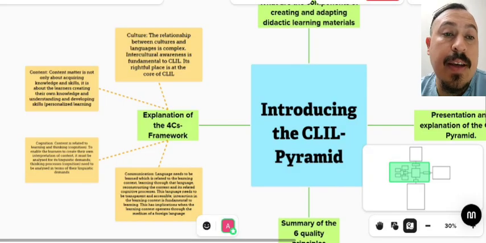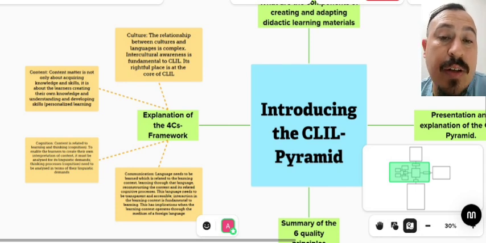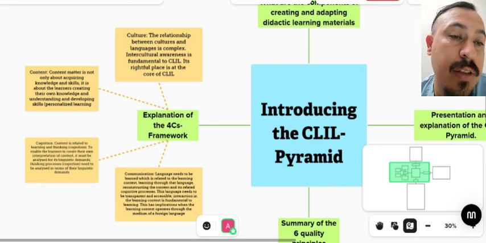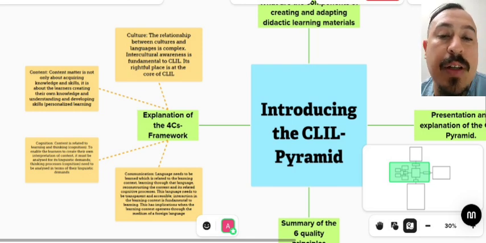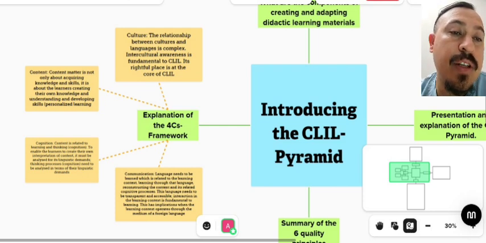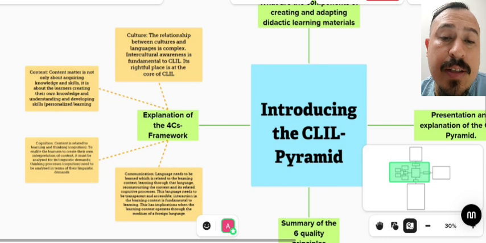That was excellent. And now to conclude, we can say that applying the CLIL in the classroom will really help the teacher. In summary, creating and adapting didactic learning materials for CLIL involves identifying learning objectives, selecting appropriate content, integrating language and content, adapting materials as needed, incorporating authentic materials, providing scaffolding and support, and incorporating assessment.